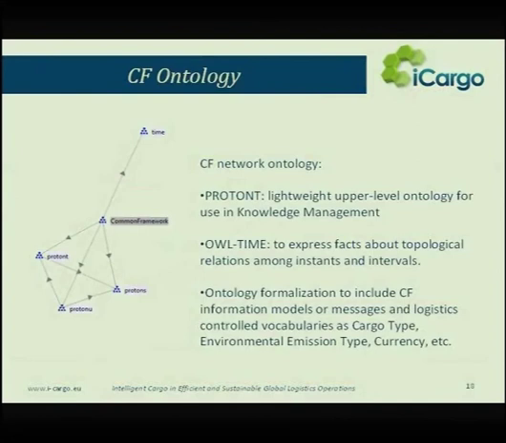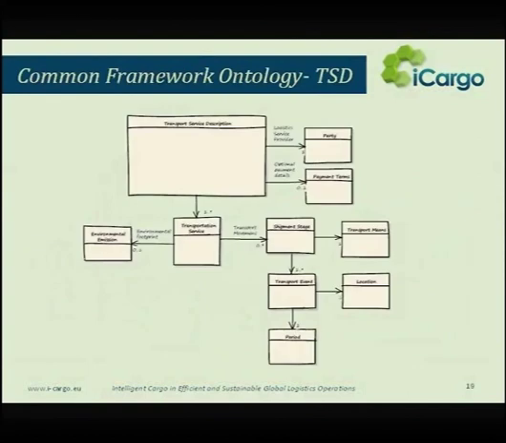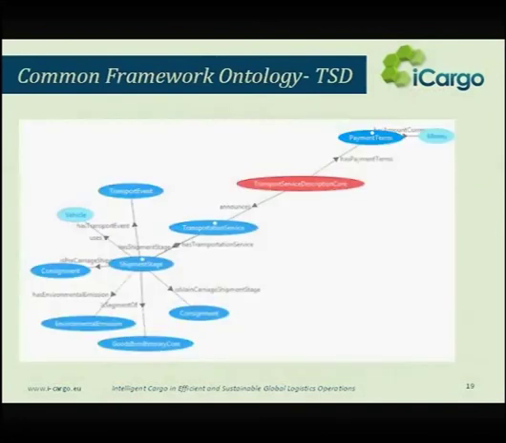So the different messages that were included in the ontology were the already mentioned transport service description, the transport execution plan, the transportation status, and the goods item itinerary. And we are going to see how each of them is formalized using UML in the common framework reference model, and this is the corresponding ontology to such UML model.